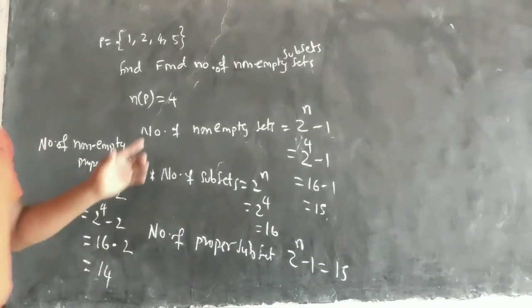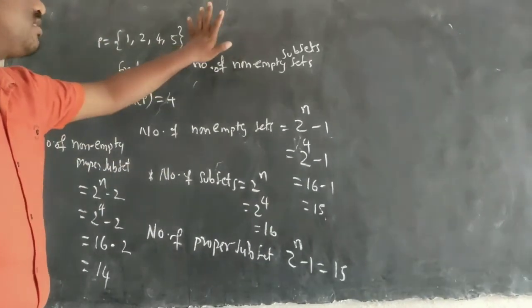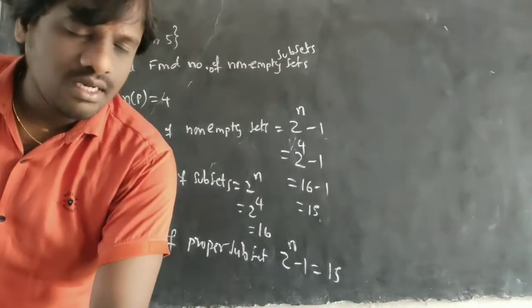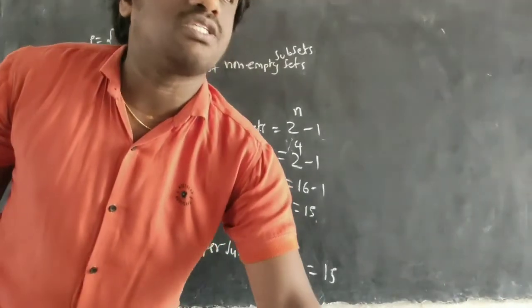So only based on this they can ask, at maximum this, not more than this. So that's why I covered this part. Hope you understand this point, and we discuss the operations on the sets.